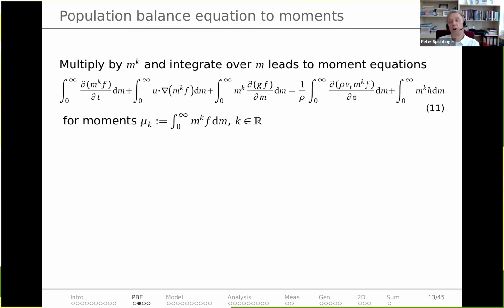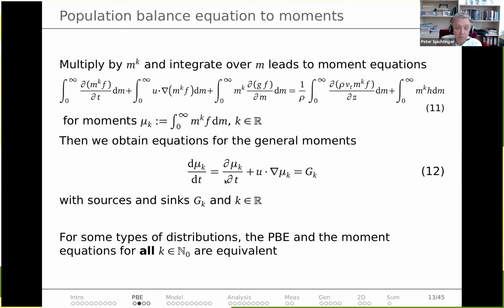And then you can formally go to general moments, which are just the integral over some powers of the mass times the mass distribution, and you can integrate over this, leading to the so-called moment equations. So in fact, here you see the transport part. This is the growth part. This is sedimentation. This is also the sources and sinks. And in the end, you have equations like this.